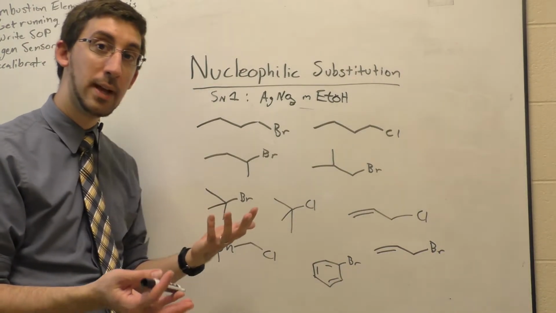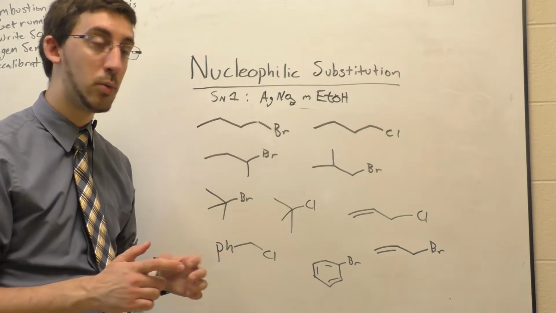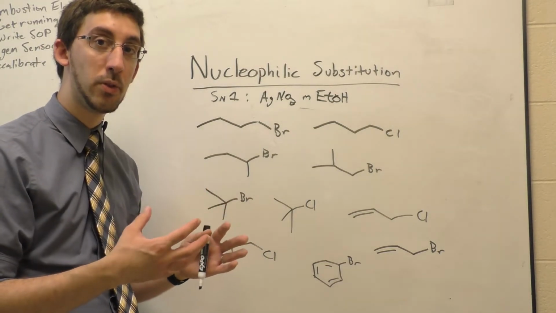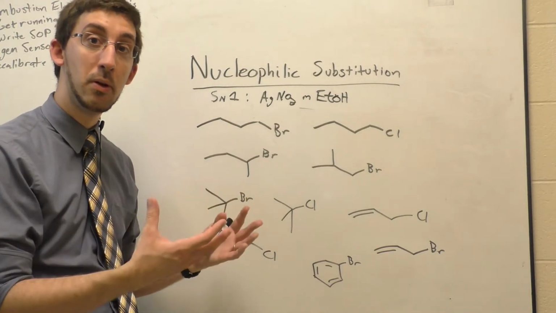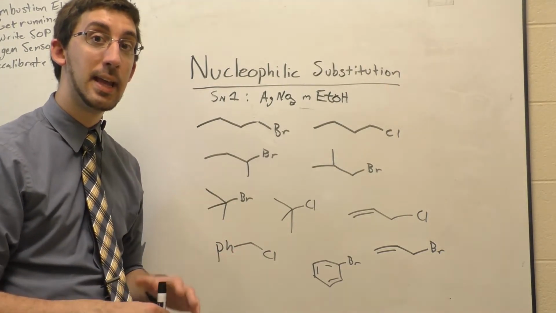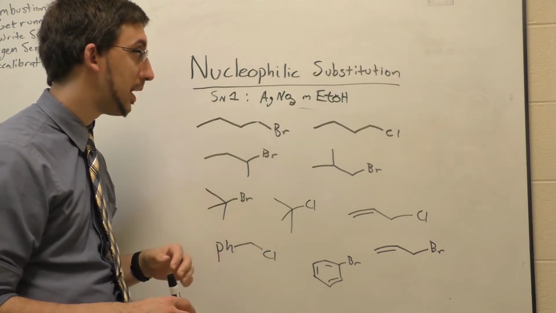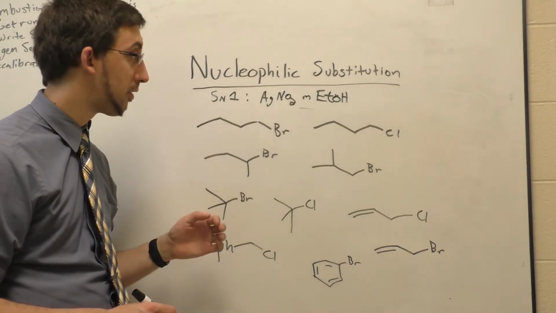Versus in an SN1 reaction, we're no longer looking at how easy it is for the nucleophile to come in. We're looking at how easy it is for the leaving group to leave. What's the stability of the fragment that's left behind, the carbocation that's left behind if a leaving group leaves? And so that's what we'll be able to analyze here in this lab.